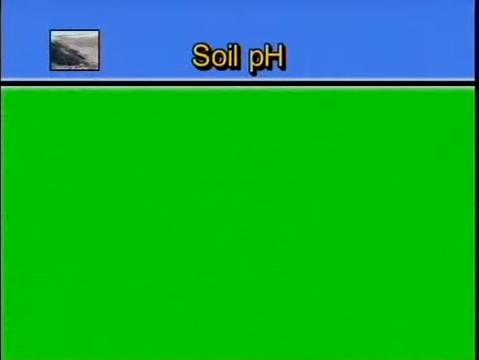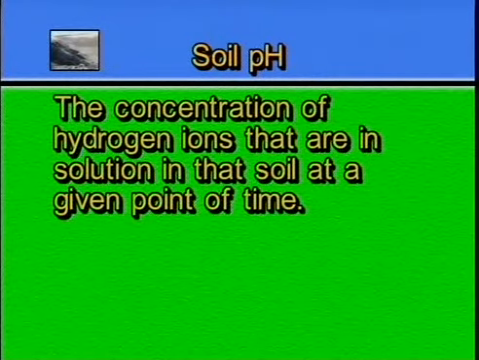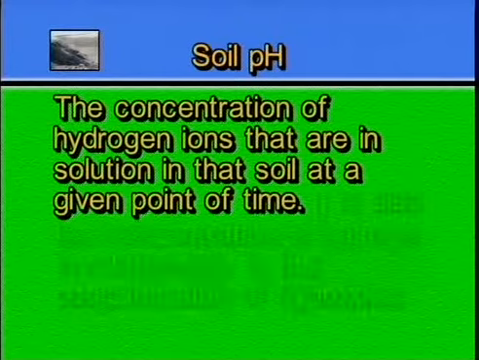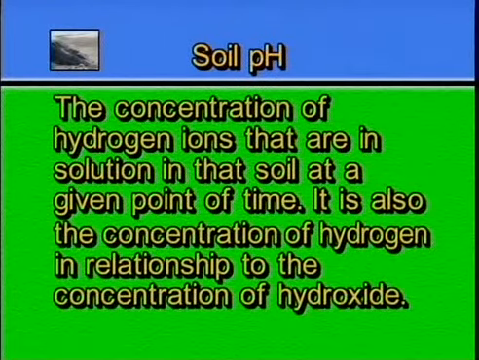The next unit in the basic soil science class is on soil pH, or the degree of acidity or alkalinity in a soil. Soil pH can be defined as the concentration of hydrogen ions that are in solution in that soil at a given point in time. But really it's more than just the concentration of hydrogen, it is also the concentration of hydrogen in relationship to the concentration of hydroxide.